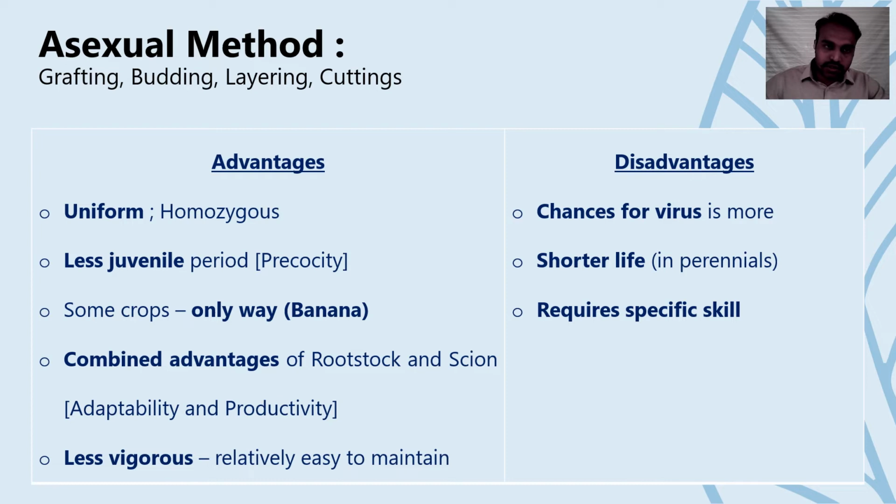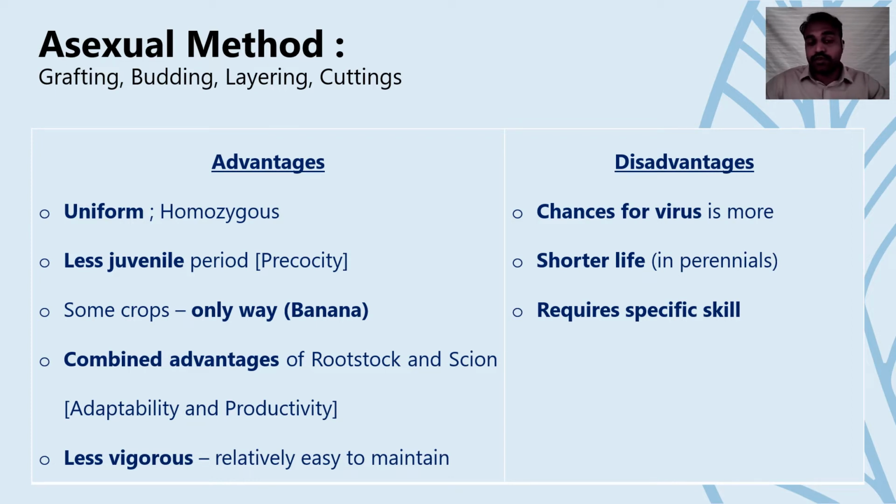asexual propagation produces plants which are relatively uniform and similar to the parent plant because there is no recombination or fusion of gametes happening. So the plants produced are all uniform to the parent plant and they have a relatively shorter juvenile period, as I mentioned earlier. So the mango plant, if you are producing it with grafting, will start giving fruits maybe at 1 or 2 years of age.